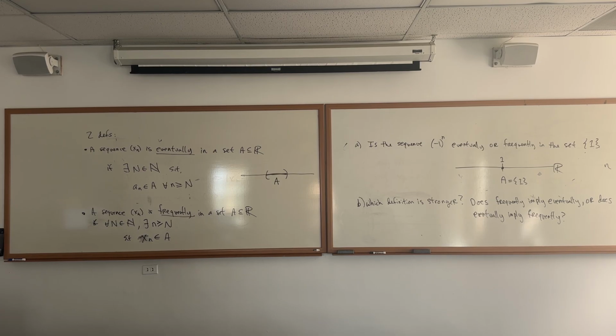So let's check out eventually. I can find some place from that point on where x sub n is in the set A. Is that true here? Will, at some point, this always be one? So it's not eventually. See how that one's working? That one's saying that eventually, I live there. Now think about the other one.